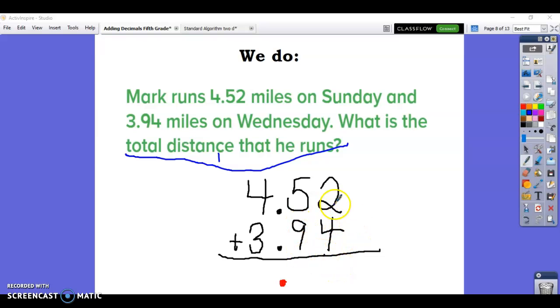And now we simply just add from right to left. 2 plus 4, you should have gotten 6. 5 plus 9, you should have gotten 14, and you carry your 1. And then you have 1 plus 4, which is 5, plus 3, which is 8.